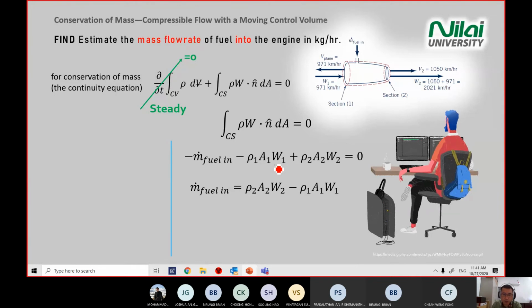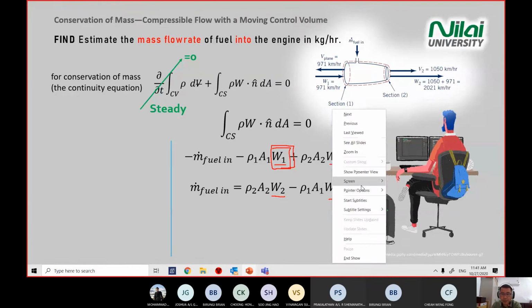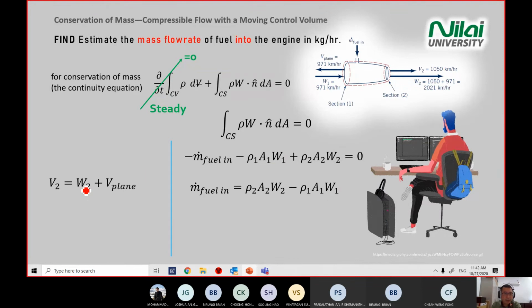Now we need to find what W is. At this moment, we are still repeating what we learned so far, the continuity equation. The one new thing we want to learn is how to find the relative speed W. There's a side note here. We know that V equals W plus V_CV, right? From the velocity vector just now.